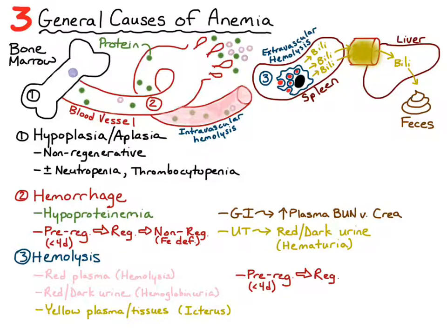So that's it. The 3 general causes of anemia are hypoplasia/aplasia, hemorrhage, and hemolysis, and we distinguish these general causes of anemia based on the regenerative status, presence of reticulocytosis or not. We also look to the protein concentration and the color of the plasma and the urine.